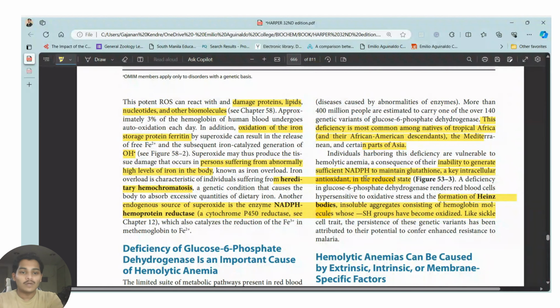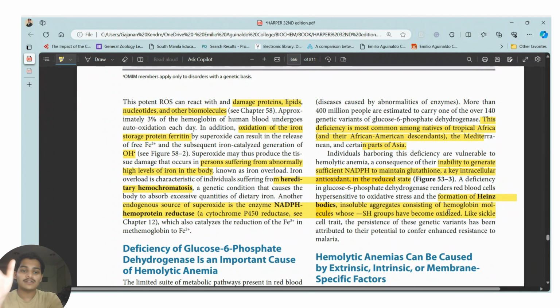Then what if this glutathione is oxidized? What will happen? This oxidation of glutathione will form the Heinz bodies. The Heinz bodies are the insoluble aggregates of the hemoglobin. The thiol group of hemoglobin, that is the SH group, will be oxidized, which happens in the sickle cell anemia, oxidized like in the sickle cell trait, not in anemia, sorry.